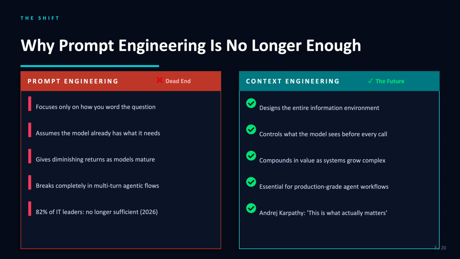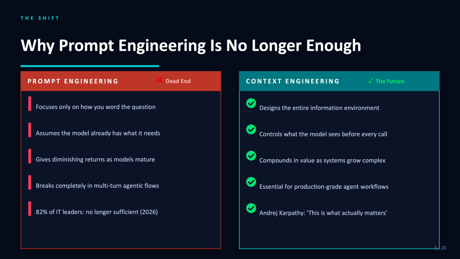And third, the real bottleneck became data. A perfectly crafted prompt is completely useless if the model doesn't have access to your company's actual data, your current system state, your decisions and constraints. DataHub's 2026 report put a number on it. 82% of IT leaders now say prompt engineering alone is no longer sufficient.